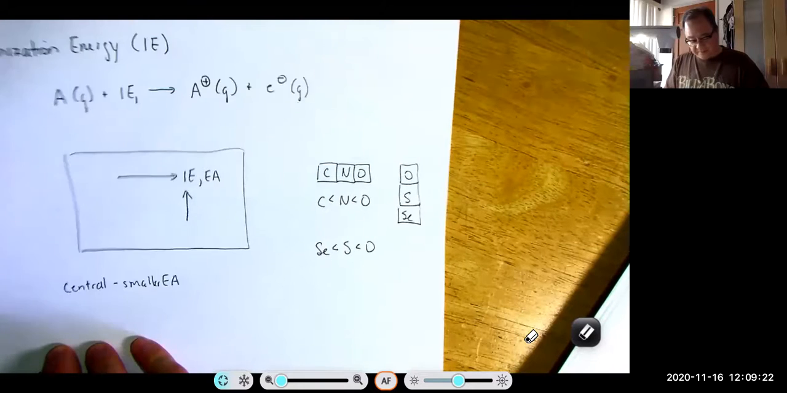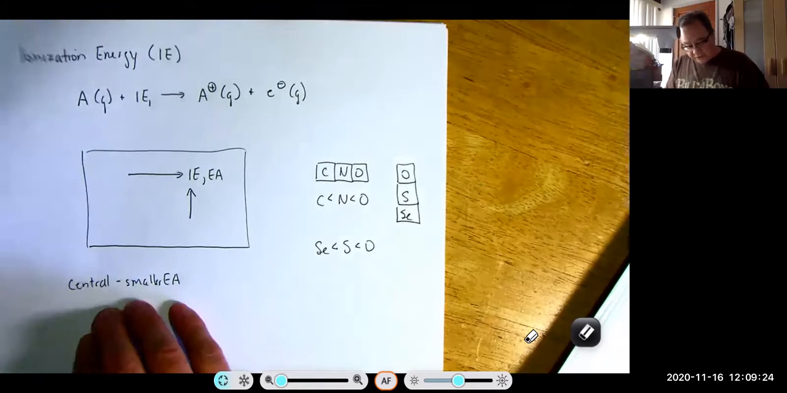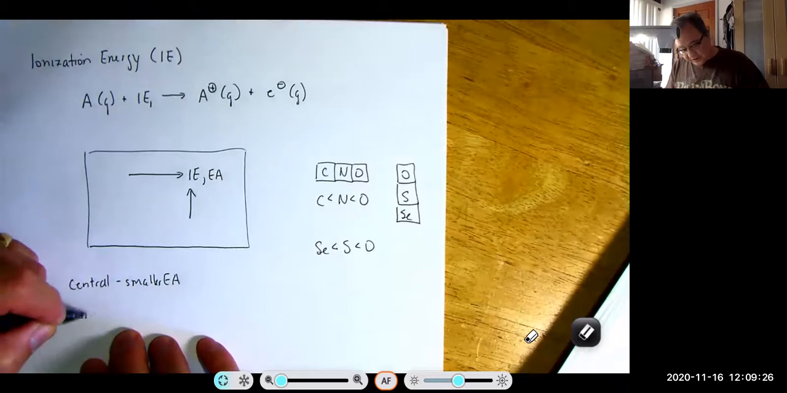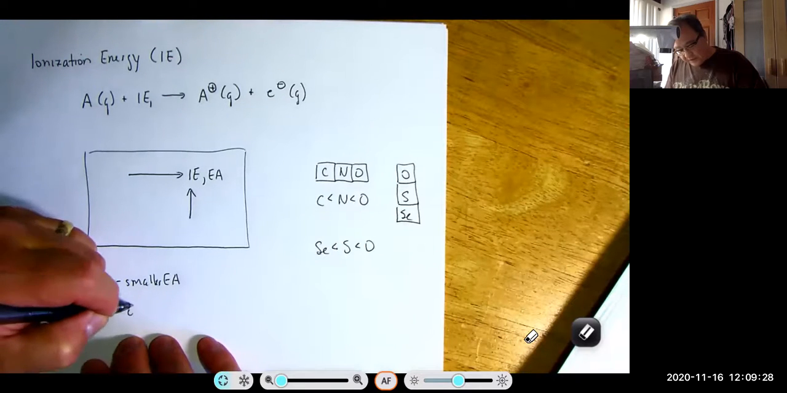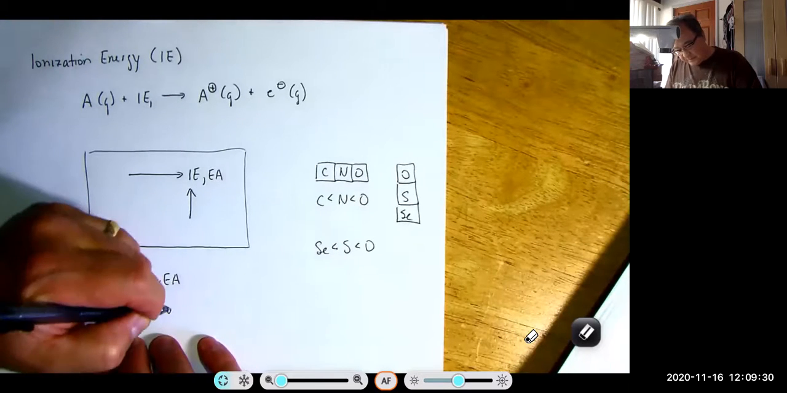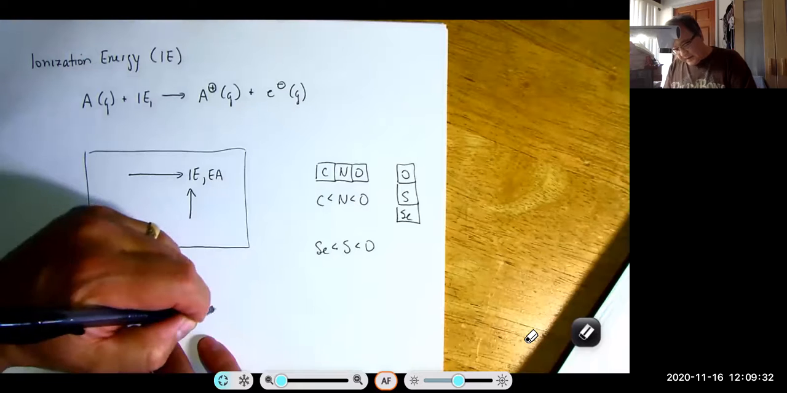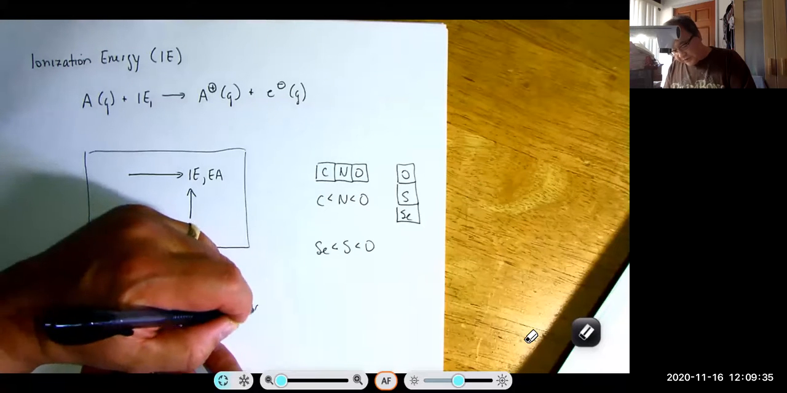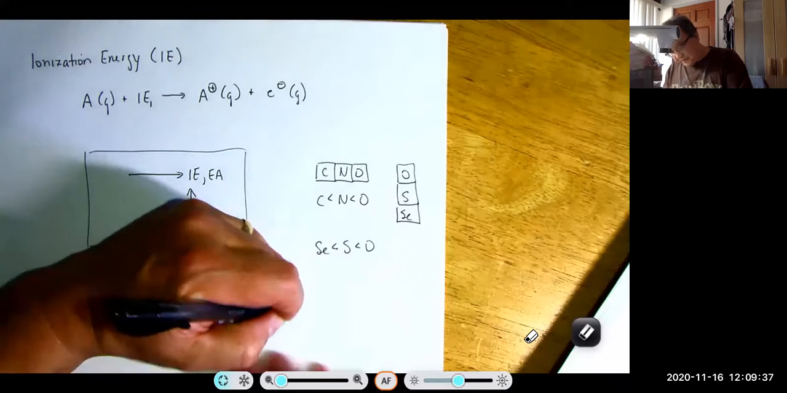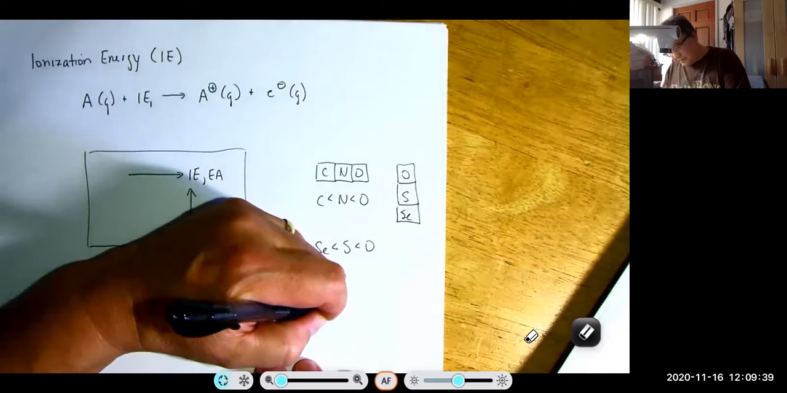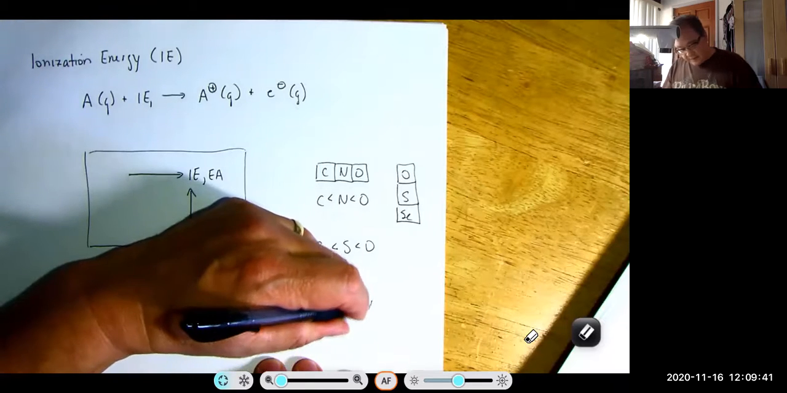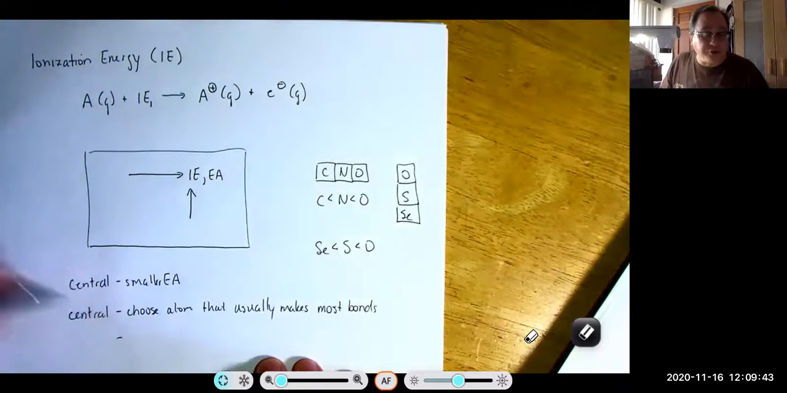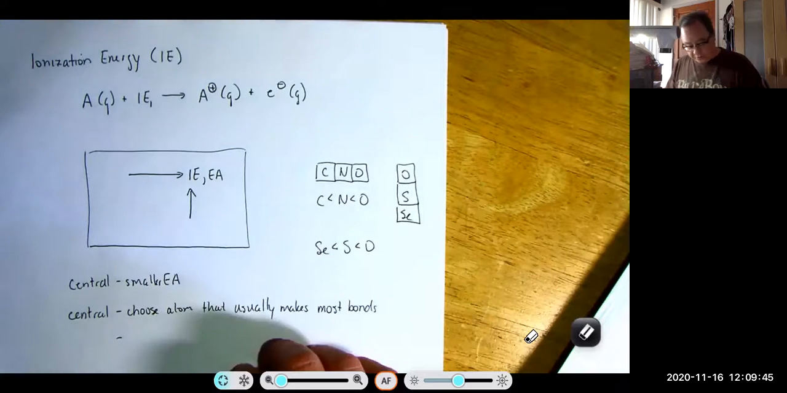That's it. Yep. Now, I actually tell you that if you want to choose the central atom, the best thing to do is often choose the one that usually makes the most bonds. The caveat is that sometimes you choose the one that can make the most bonds.